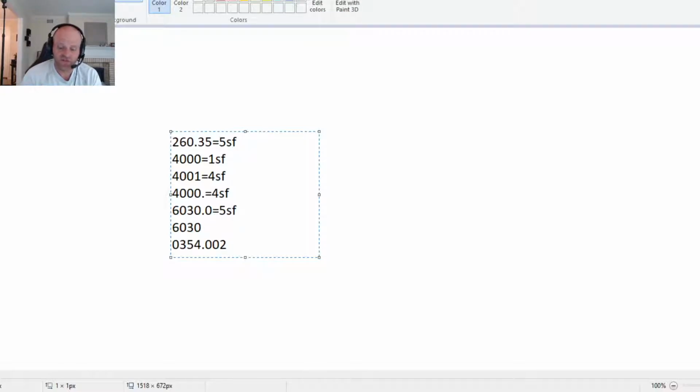Okay, but for 6030, since there's no decimal, that last 0 becomes insignificant, and that will be 3 sig figs. And then for this one, the 0 in front of 354 is not significant, but the zeros behind the decimal are, so that would be 6.